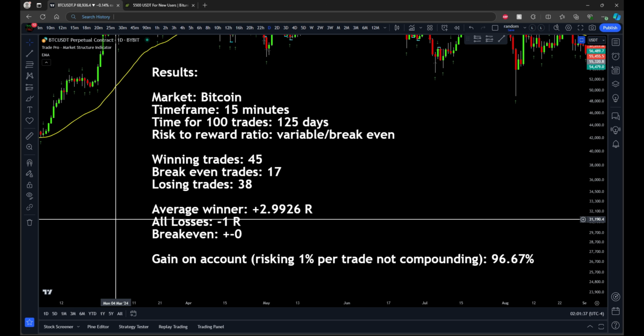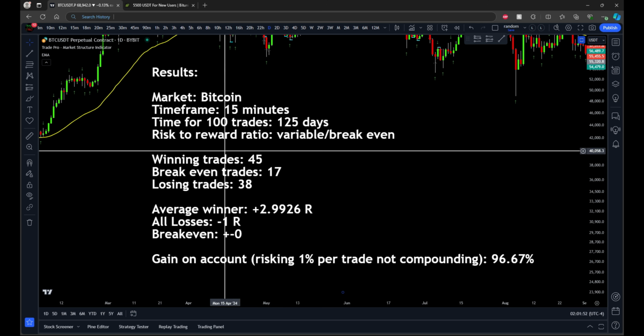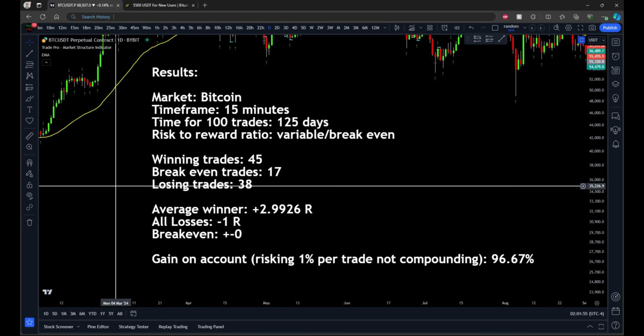This was tested on Bitcoin 15-minute time frame. Took 125 days of price data for the 100 trade setups. Risk to reward ratio, as you guys know, was a variable and break even method with the 1 to 2. So it's just a variable risk to reward ratio. Now, out of the 100, we had 45 winning trades, 17 break even trades, and 38 losing trades.